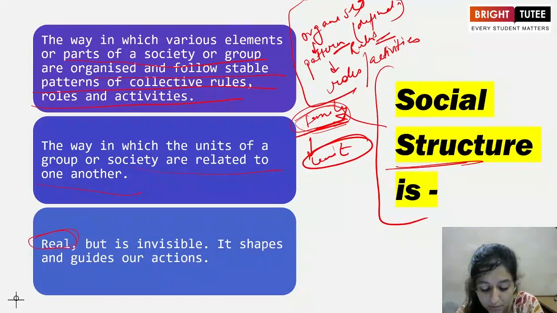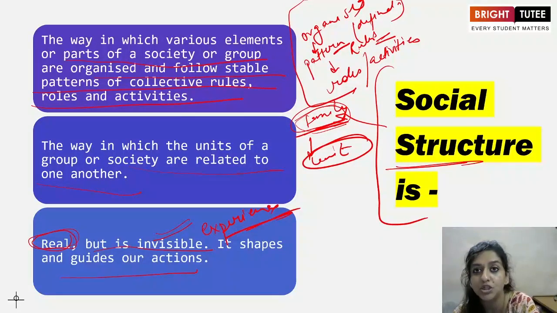Majorly that we have already talked about. It is real but is invisible. It shapes and guides our actions. It is definitely a real picture because we experience it. It is invisible because it is not always visible in terms of actions, or in terms of some rule book which is there for terms and conditions. It is a connect that we feel. It is an interaction that takes place. It is an experience that we do experience, and that is how this whole process of social structure goes on, and it shapes and guides our actions.